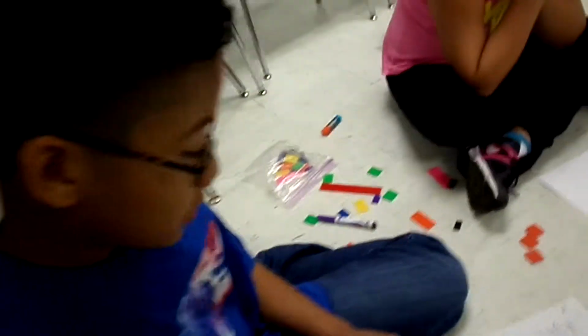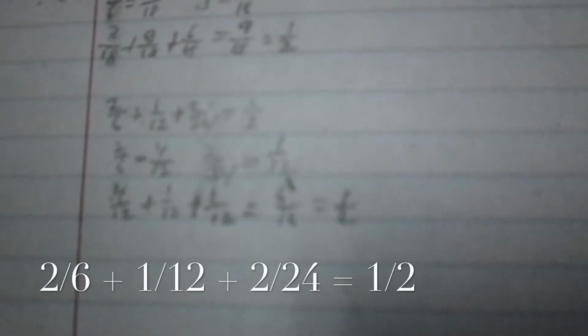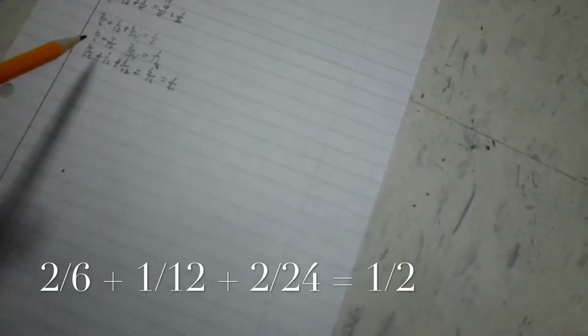All right, so I see that you have 3 add-ins. I'm going to come in so I can understand a little bit more what you've done. All right, I see that you have 2/6. Explain what you have on your paper here for me. Okay, 2/6 is equal to 4/12.